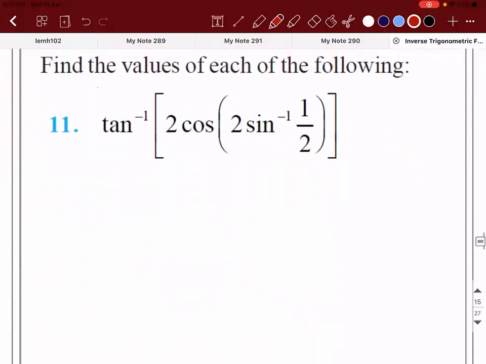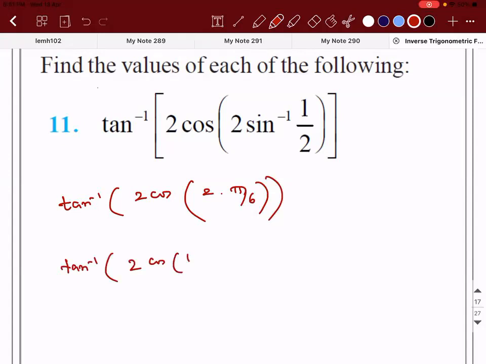The 11th is, find the value of the following. Tan inverse of 2 cos of 2 into sine inverse of half. See, the question looks big, but it is simple. What is the principal value of sine inverse of half? Pi by 6. So it is tan inverse of 2 cos of pi by 3. This will be tan inverse of 2 into half, that is tan inverse of 1. What is the principal value? That is the answer.